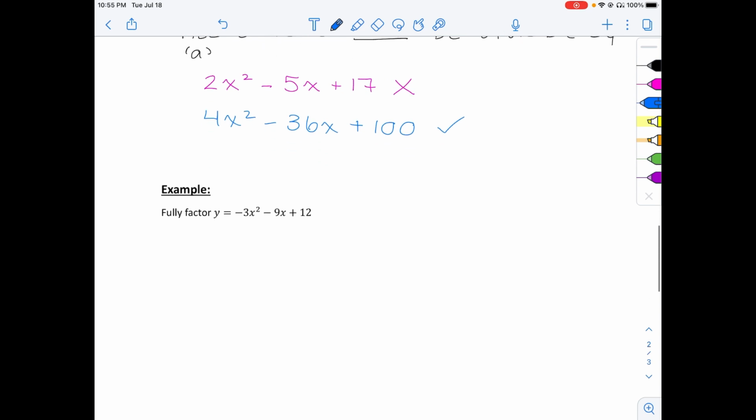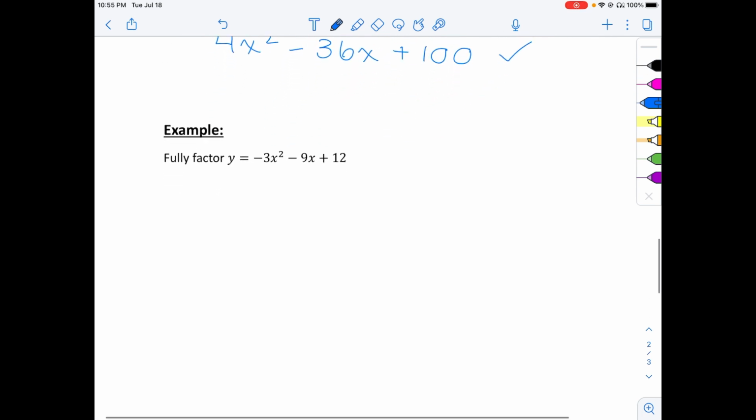So I'm going to do one more example here of fully factoring this quadratic. When I say fully factor, that's usually indicating that there are multiple steps. So I've got -3x squared minus 9x plus 12. I'm looking at what my a value is. In this case, it's -3. It's important that it's -3 because, well, I'll show you why in a second. So we want to see if I can divide all three terms by -3.